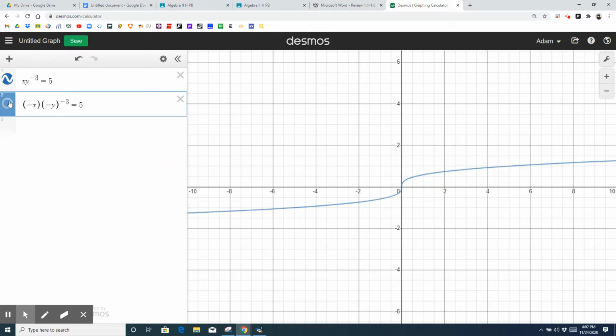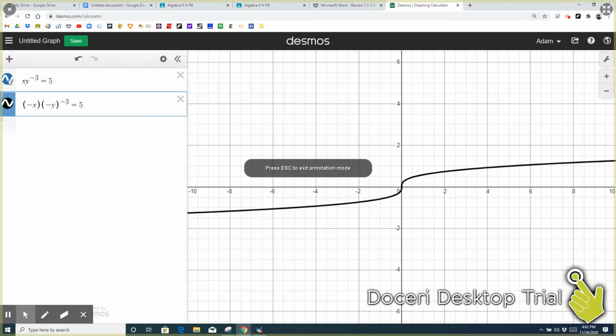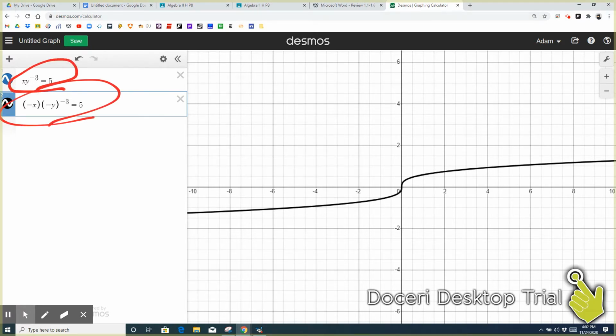So that's how we could check it with a graph, by simply looking at the graph and seeing, does it rotate onto itself when I rotate it 180 degrees about the origin? The way we do it algebraically is to replace x with negative x and y with negative y and show that it's the same graph. So I could do that graphically or algebraically. Algebraically, we have to show that these two equations are the same thing.